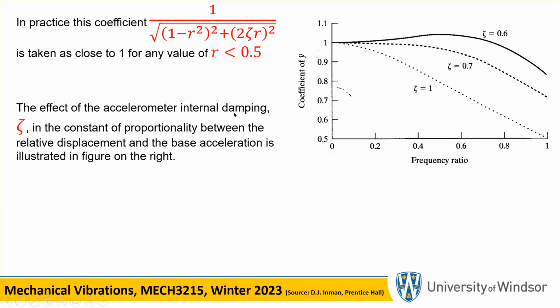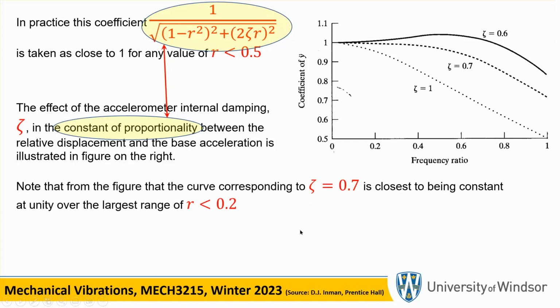Now, the effect of the accelerometer's internal damping zeta on the constant of proportionality between the relative displacement and the base acceleration is illustrated in this figure, as I told you. Notice that the constant of proportionality is exactly this, and it shows that for zeta equal to 0.7 we almost get the value of 1 as long as the frequency ratio is less than 0.2. Less than 0.2, almost 1.